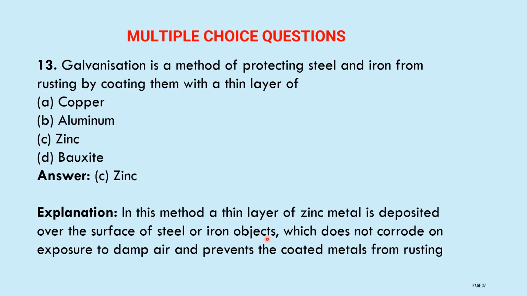Here, a thin layer of zinc metal is deposited over the surface of a steel or iron object, which does not corrode when exposed to damp air and prevents the coated metal from rusting. It will prevent the metal from rusting. Therefore, here we will use zinc to protect the metal iron.